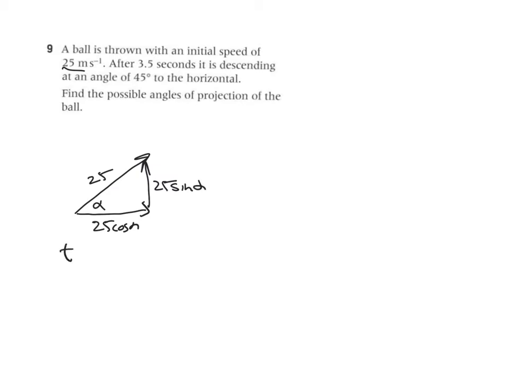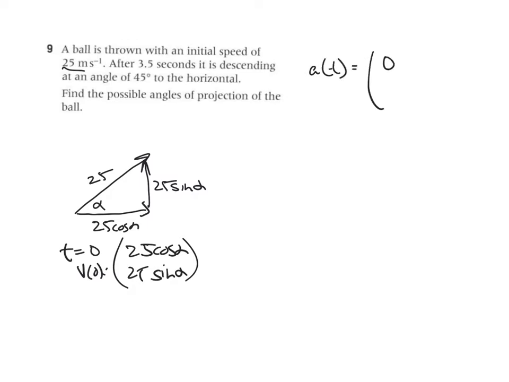So my initial velocity, when t equals 0, is 25 cosine alpha and 25 sine alpha. But how do I even get there? I have to recognize that this is a ball thrown on Earth. And so my acceleration is going to be 0 for the x value. Going this way, there's no acceleration. But for the y value, gravity is pulling on it. It's always minus gravity, which we know is negative 9.8. And so there is our acceleration.